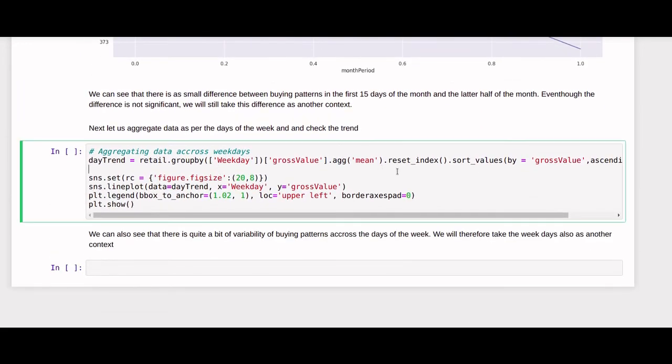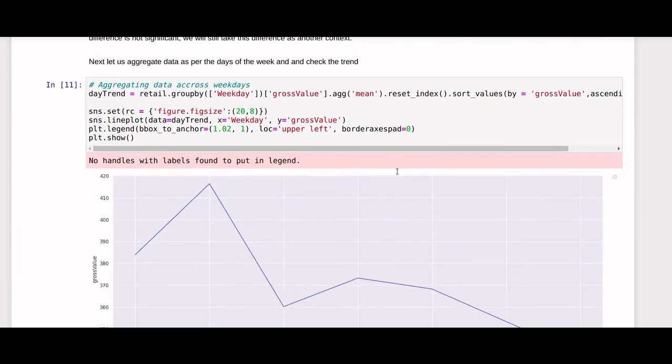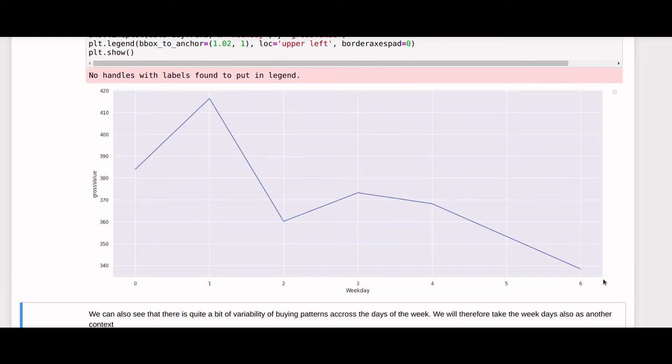The next thing we want to observe is the day-wise trend. So again, different days of the week, starting from, I think, Monday, Tuesday, Wednesday. That's how it is. Monday starts with 0. So again we can see a distinct behavior. There is variability between the different days of the week, and that's something we can observe here. So we'll take the weekdays also as part of our states.